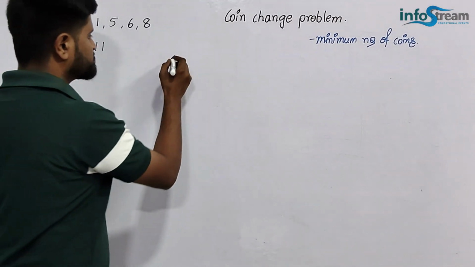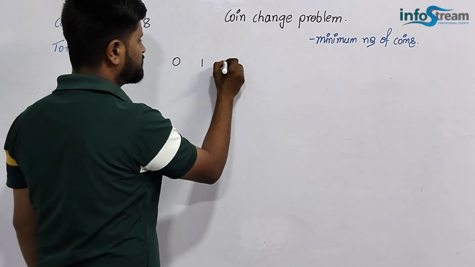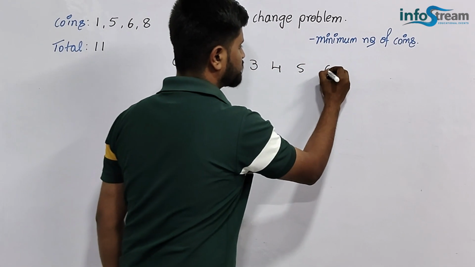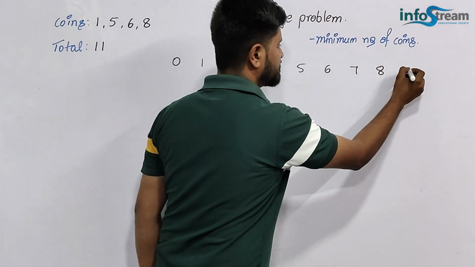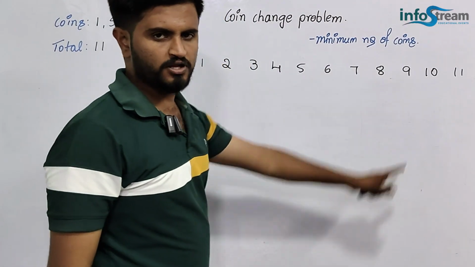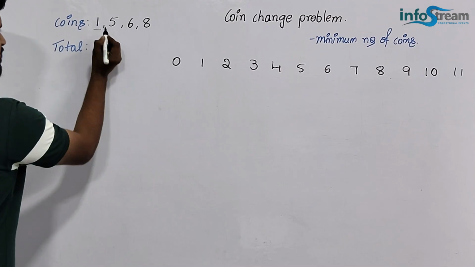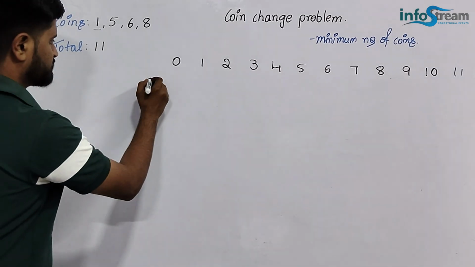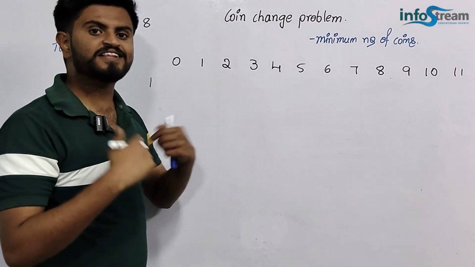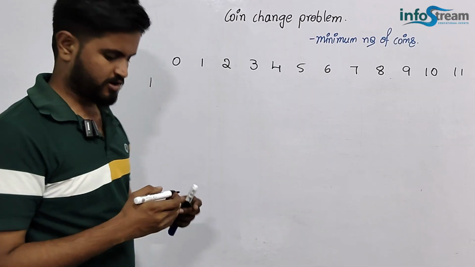So you must start from 0 and up to 11 you must write 0, 1, 2, 3, 4, 5, 6, 7, 8, 9, 10 and 11. Now take one coin separately. Now I will take only the 1 rupee coin, and I am having an unlimited supply of the 1 rupee coin.